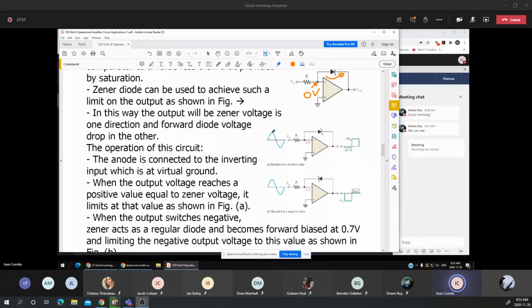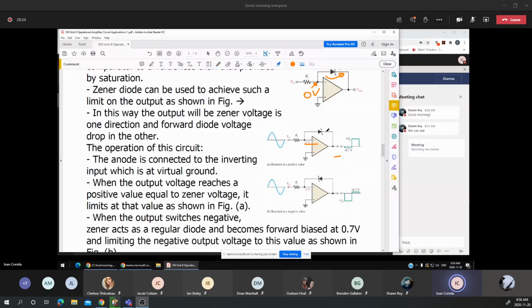Now, if we are applying an AC voltage, I mentioned that this is an inverting amplifier. The input voltage is applied on the inverting input, which means that the output voltage is 180 degrees out of phase with the input voltage. For a voltage above 0, or as a positive voltage is applied to the input, the output voltage goes on the negative side.